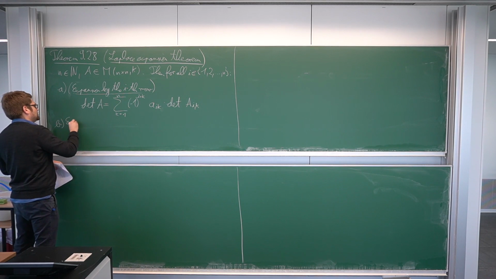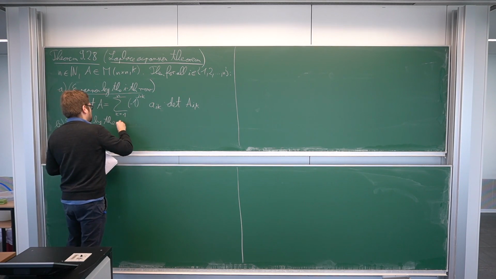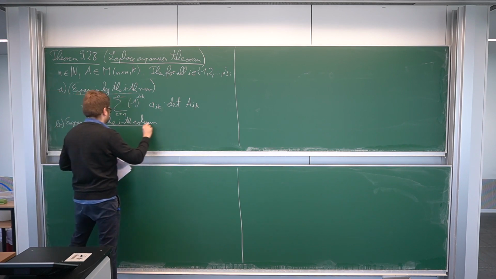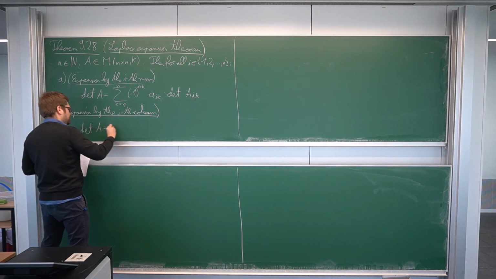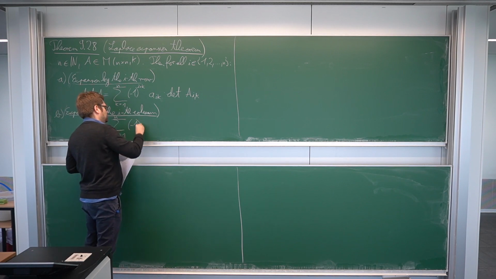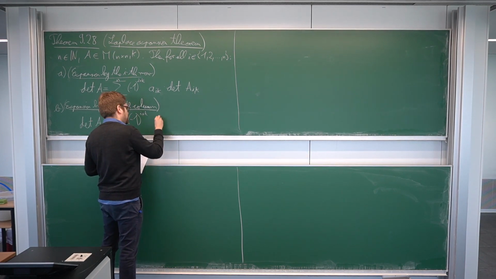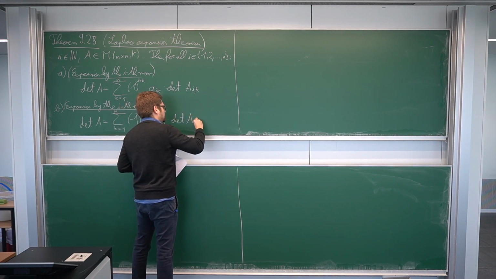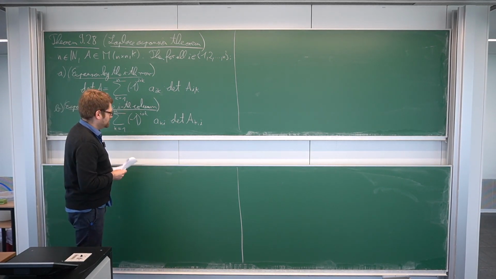So B would be expansion by the ith column, and it's precisely the same, just with rows and columns in reverse. So namely, this goes as follows. The determinant of A is again a sum over k from 1 to n of minus 1 to the power i plus k, so far so good. But now this i is the column index and k is the row index. So we take a_ki times the determinant of A_ki. Again, a smaller matrix. So again, a sum of determinants of n minus 1 by n minus 1 matrices.